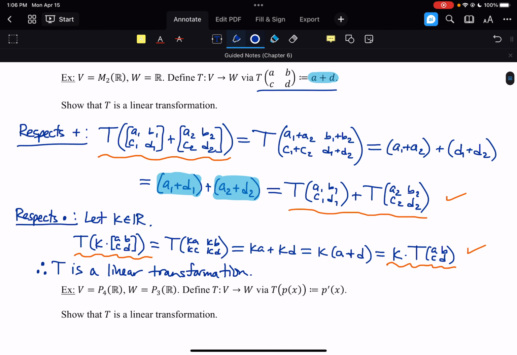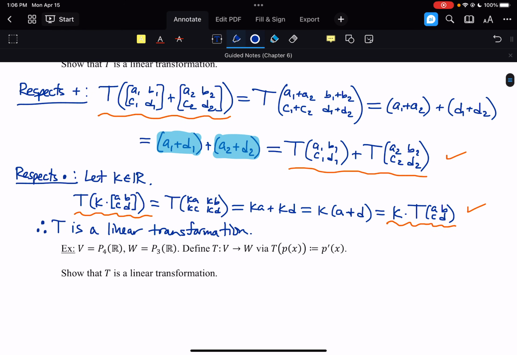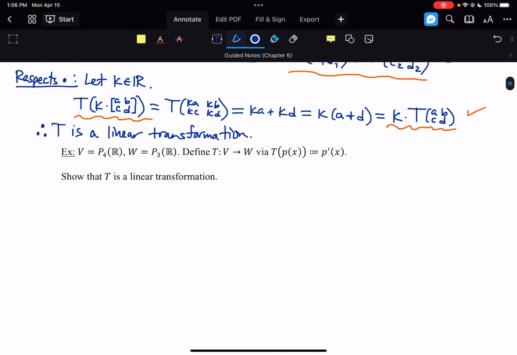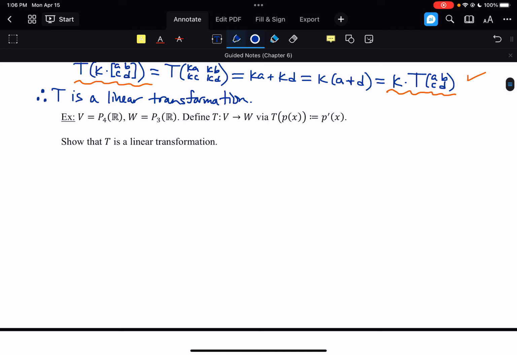Let's take a look at another one. Because we're moving between so many different types of vector spaces, these problems can all look very different from each other, but the overarching pattern will repeat every time. The overarching process of testing for respect of addition and scalar multiplication will remain the same.